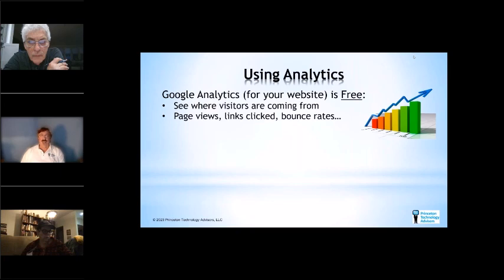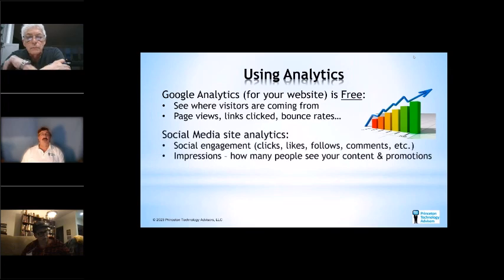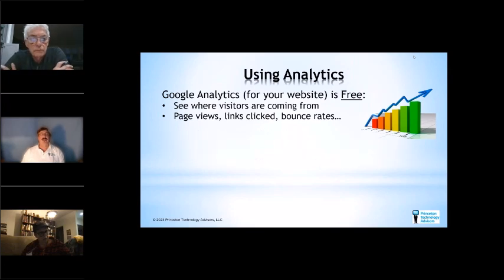Which pages are they looking at? Which pages are they spending more time on? Which pages are they spending less time on? So you get a lot of information. Google can't tell you what to do with the information, but what happens is you can then try different things based on the information you see to see if the results are different.